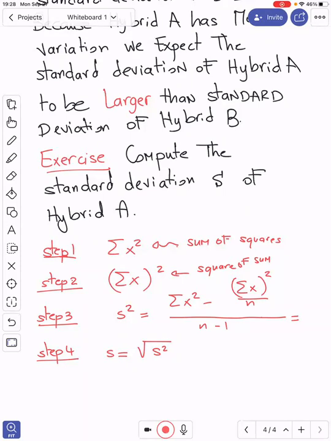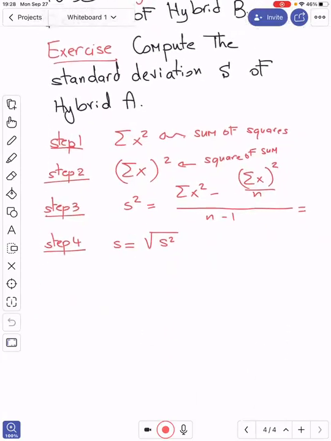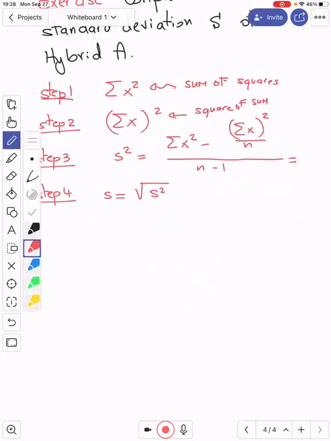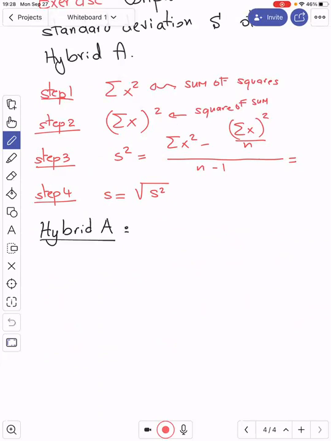All right, so let's do this together. As a first step, let me just remind you the data values. So we have hybrid A, the flower diameters in hybrid A. I think we had 2, the second flower diameter is 3 inches, 3 inches, 8, 10, and then 10. Right?